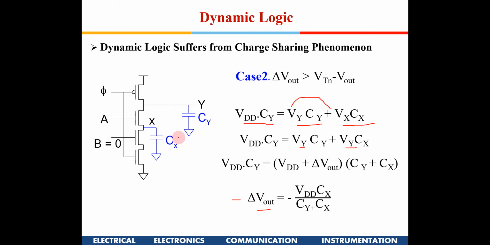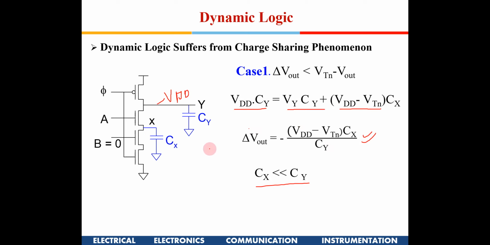In the first case, Cx is small. So for a small charge, if Cx is small, what is the equation? It is Q by V, right? So if Cx is small, it will be Q divided by V. For a small charge, large VDD variation is possible. So this can go up to VDD minus VTN in case Cx is much smaller than Vx.